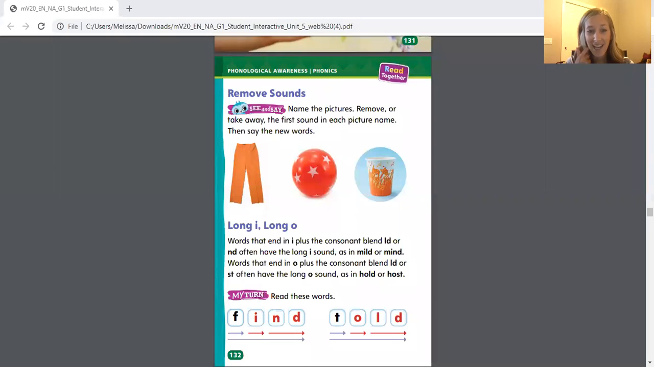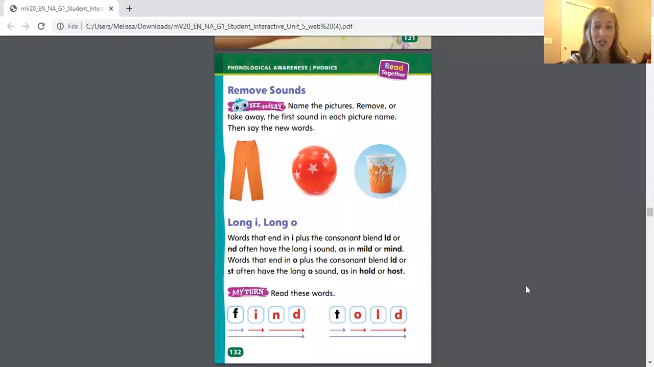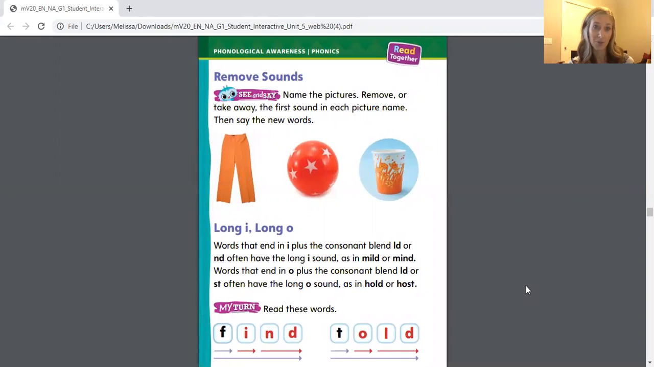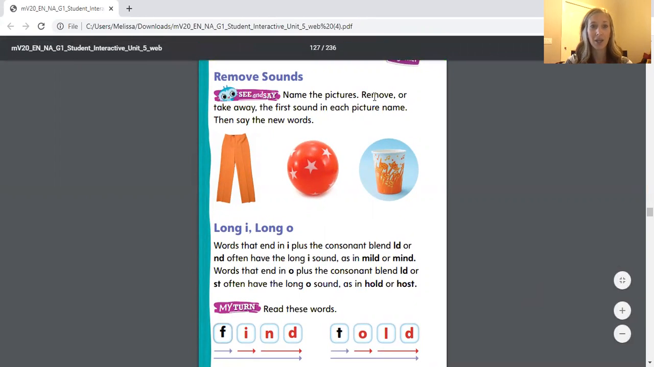We are going to do some work with phonics today. Please open your student interactive, and you should be on page 132. Again, this is page 132. So we're going to do our see and say practice and talk about how we can remove sounds to create another word. It says name the pictures. Remove or take away the first sound in each picture name, then say the new words.